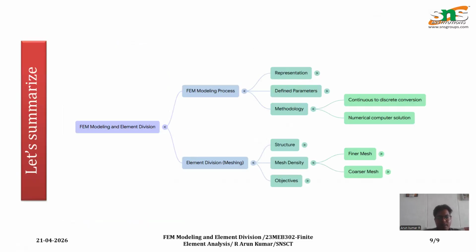Overall, the summary of finite element modeling and the element divisions: first of all, FEA modeling is a process that also divides the elements. In the process, there are the representation, defined parameters and methodology. After the methodology, we have to take two cases: continuous to discrete conversion and numerical computer solutions. For the element divisions: structural, mesh density and objective. The mesh density we have further classified as finer meshes and coarser meshes.